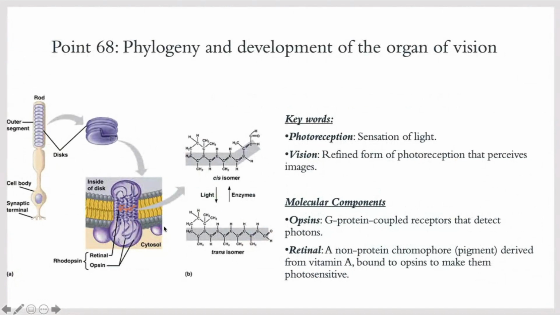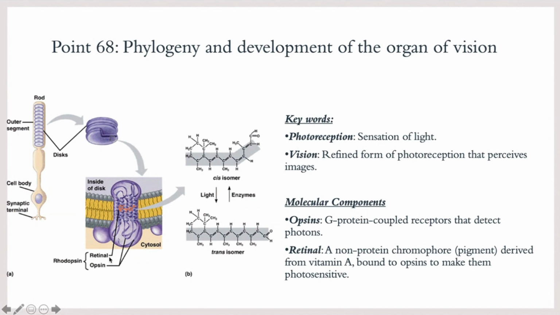So I was talking about opsin. So opsin is this structure right here that you can see, this little wavy thing, okay? And they are G protein coupled receptors that are able to detect photons. Photons are little packets of energy, little packets of light, basically.